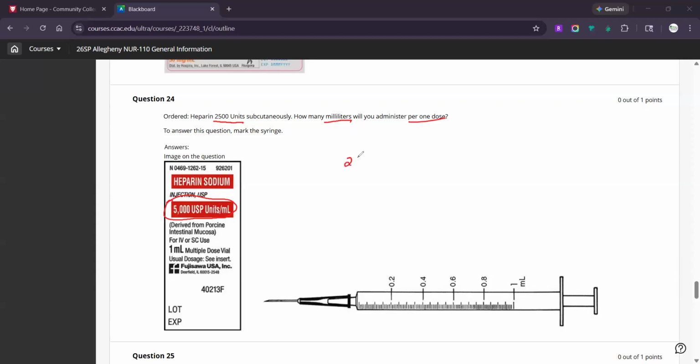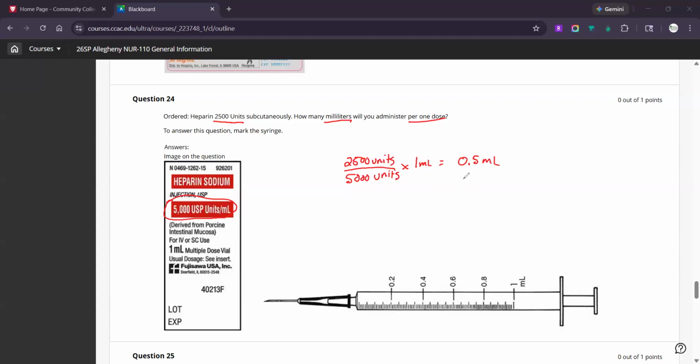So you're going to take your 2,500 units over your 5,000 units times your 1 ml. You're going to get 0.5 ml. I'll also add that on a syringe, your answer will be on the syringe.